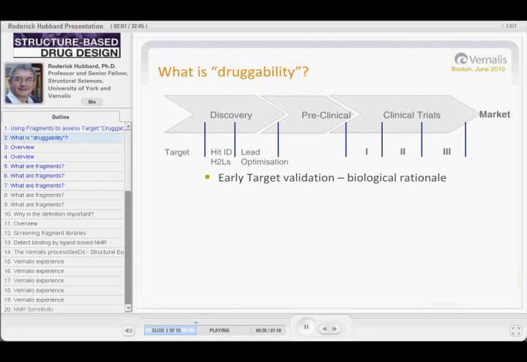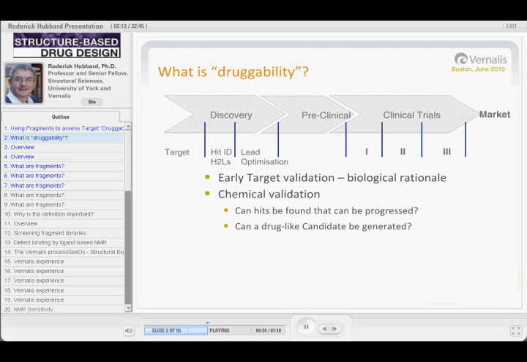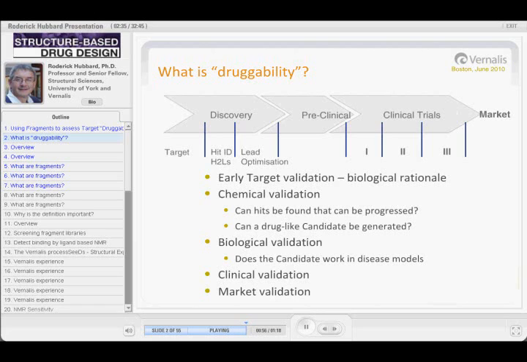It applies to your early target validation. Do you think you've got a biological rationale that drugging that particular target will have a biological impact? It comes down to the chemical validation. Can you actually find chemical hits? Can you find chemical matter that can be progressed? Can a drug-like candidate actually be generated? We come back to the biological validation again. Does that candidate actually work in the various disease models? You've then got clinical validation, and then you've got market validation. And arguably, you don't know if a target's druggable until you get well into that market validation.